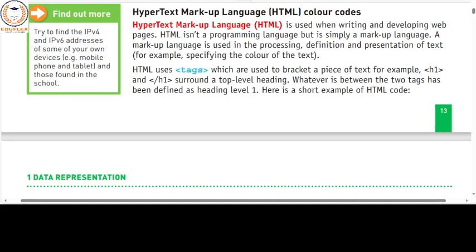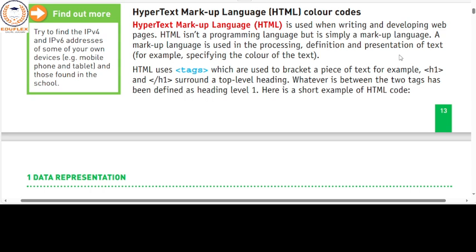The next one is hypertext markup language. The short form of this one is HTML. So, hypertext markup language color codes. This is used to write and develop a web page. If you want to write and develop a web page, we use HTML syntax. HTML isn't a programming language but is simply a markup language.